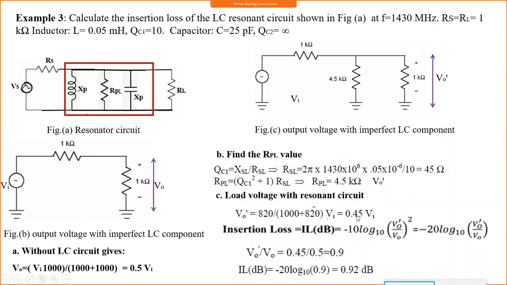But with the resonator circuit we will be having 0.45 VI. That's why the power also reduces here. Power loss is only 0.92 decibels. So the insertion loss is this 0.92 dB. This way we can calculate the insertion loss introduced by this resonator circuit.